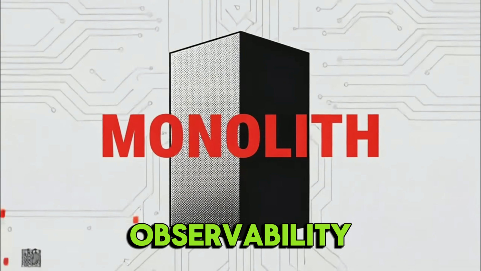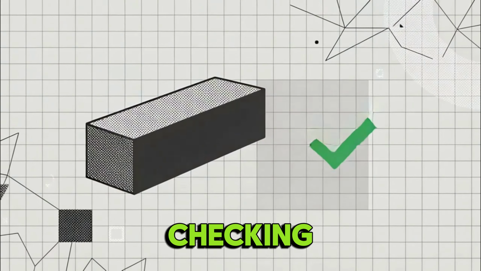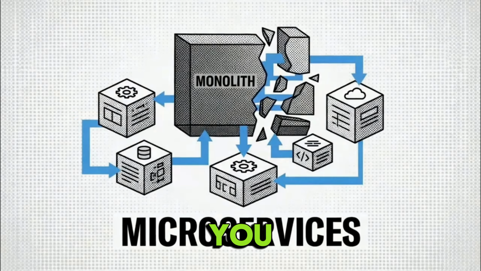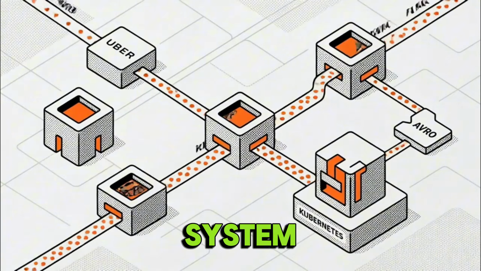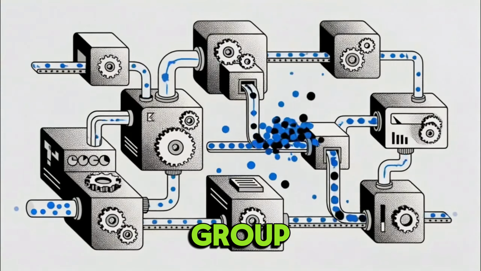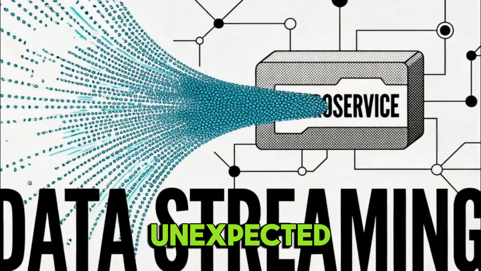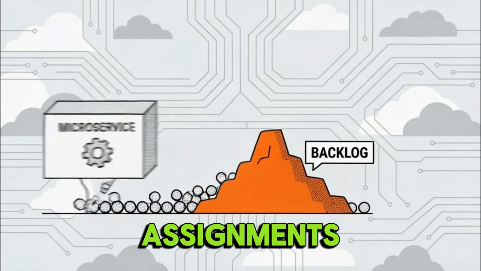Lesson 3. Observability over monitoring. In a monolith, monitoring means checking whether the process is up. In an event-driven microservices system, you need richer observability. You need to know how events are flowing through the system. Where is Kafka consumer group lag accumulating? Which services are emitting events at unexpected rates? Which consumers are falling behind their partition assignments?